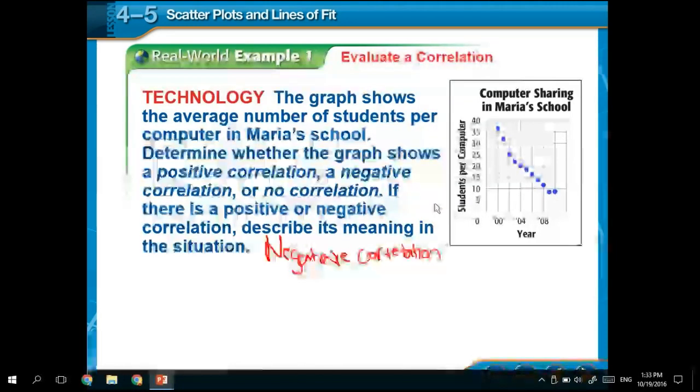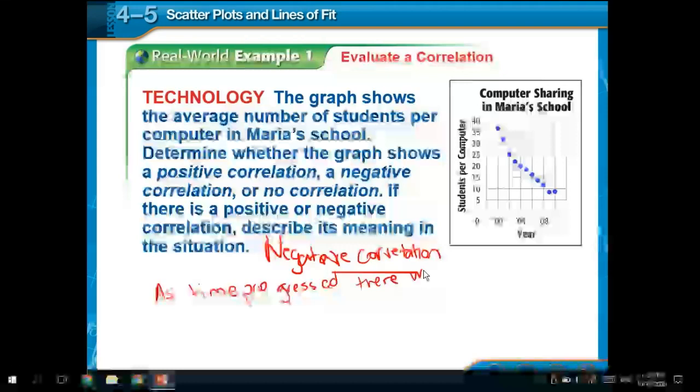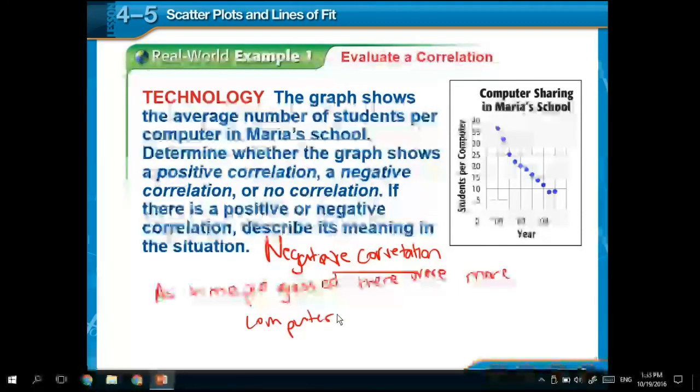Then we want to describe its meaning. If this is students per computer, and this is the year, as time progressed, there were more computers and fewer were shared.